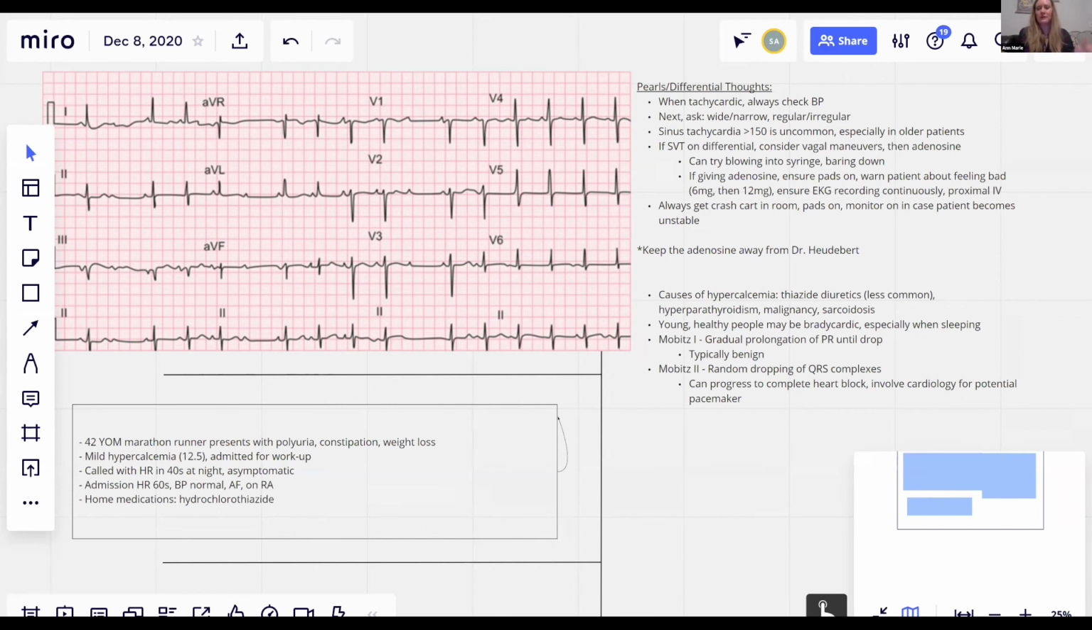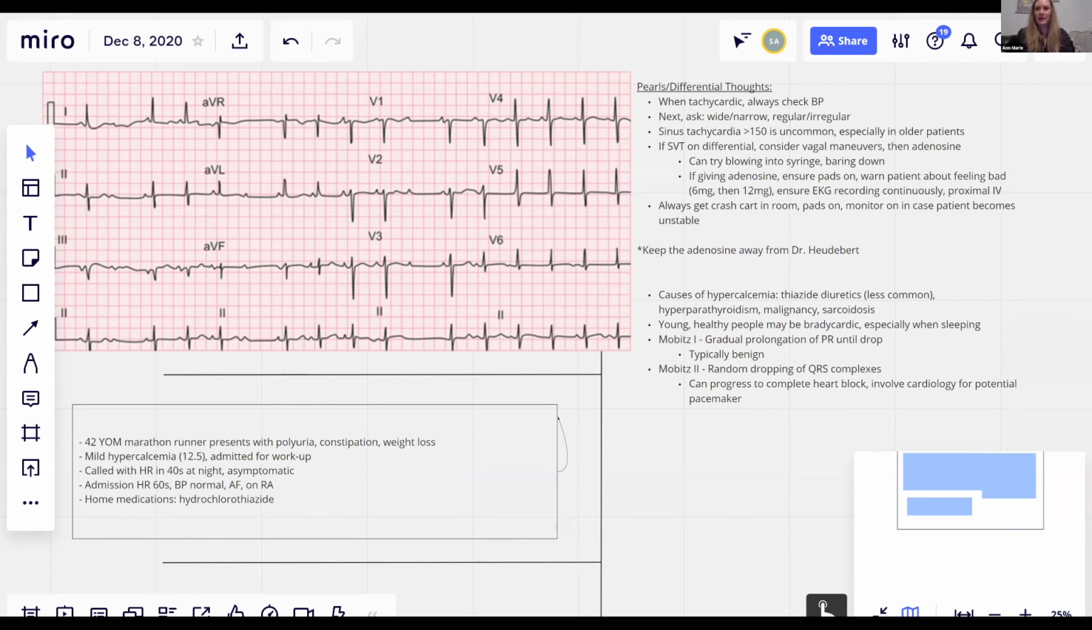I love the learning point about the heart rate of 150 to consider atrial flutter or SVT, because both of those can be pretty tricky to see on ECG and would need different management than sinus tachycardia.